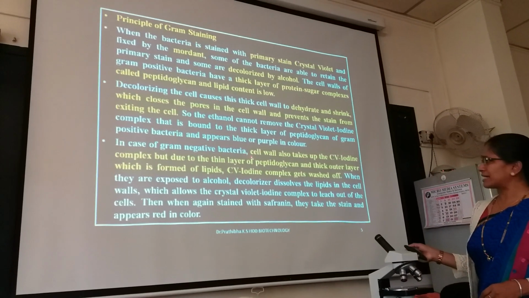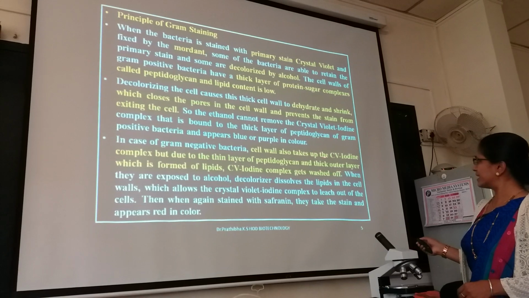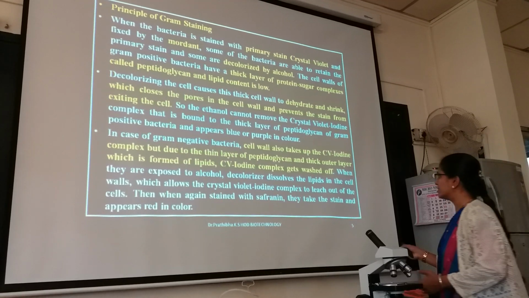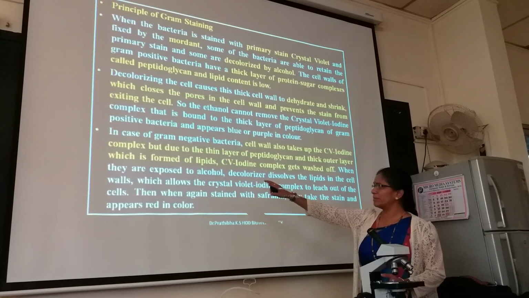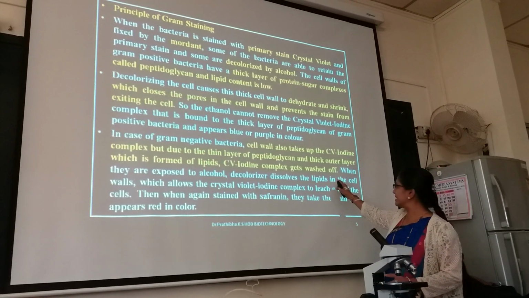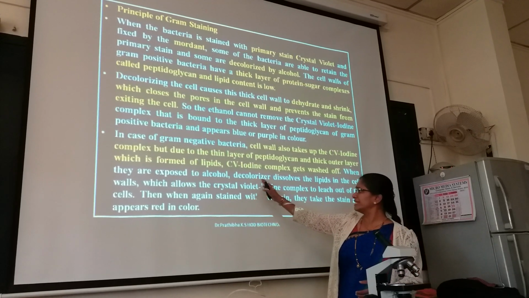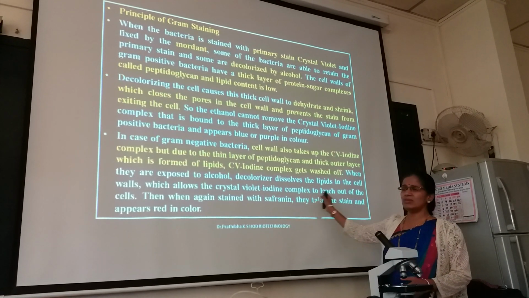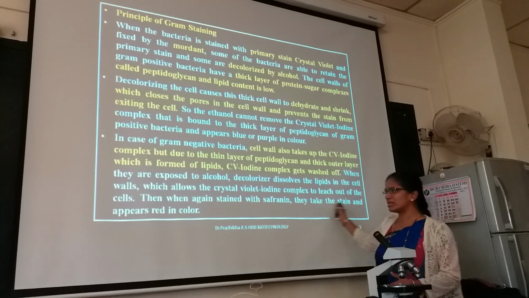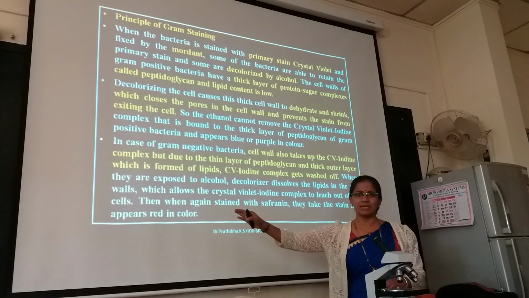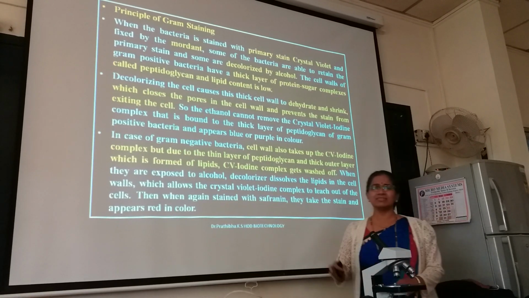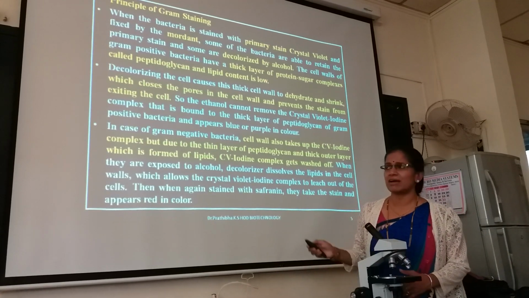In case of gram-negative bacteria, what will happen here? The cell wall also takes up the crystal violet iodine complex initially, but due to the thin layer of peptidoglycan and a thick outer layer formed of lipids, the crystal violet iodine complex gets washed off in the presence of the decolorizing agent. When they are exposed to the alcohol, the decolorizer dissolves the lipids in the cell walls, which allows the crystal violet iodine complex to leach out of the cells. Then those cells will be colorless. Then when stained again with the safranin, they take up the stain and appear red in color. So this is the principle behind the Gram staining technique.